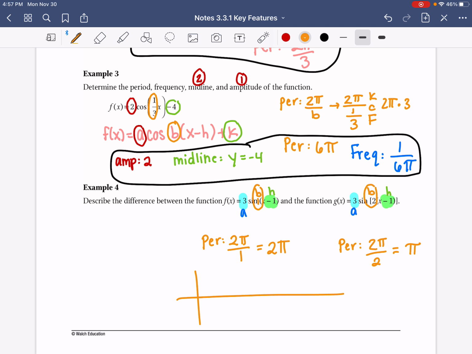If I was graphing, and here's 2 pi, the first one would take a full 2 pi to complete one curve. The second one would only take until pi, which would be halfway in between. So it would only take this distance to complete one curve. Well, they have the same amplitude, so it should go the same distance.